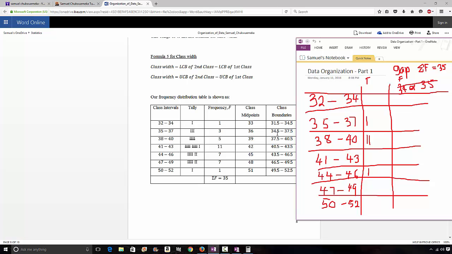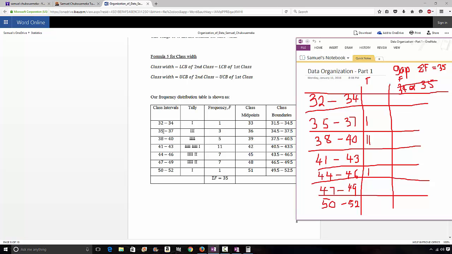Now, how do you find the lower class boundary of the classes? The lower class boundary of each class, like let's say the second class, and I'm going to tell you why we don't do the first class immediately. The lower class boundary of the second class is the average of the lower class interval of that class and the upper class interval of the previous class. Okay, I repeat. The lower class boundary of a class is the average of the lower class interval of that class and the upper class interval of the previous class.